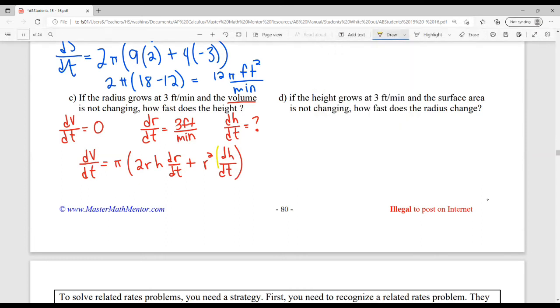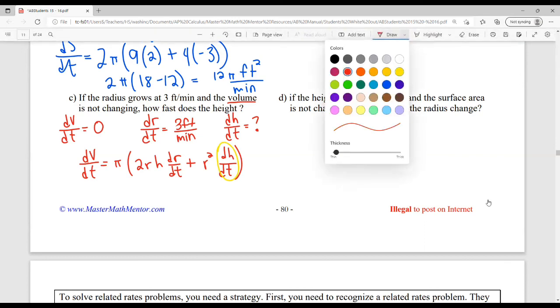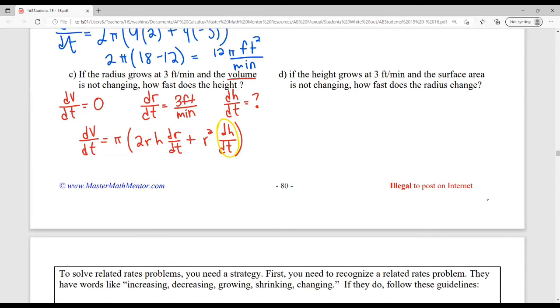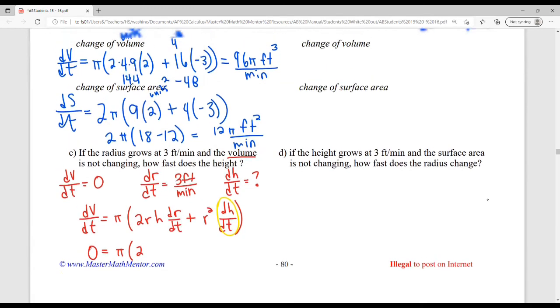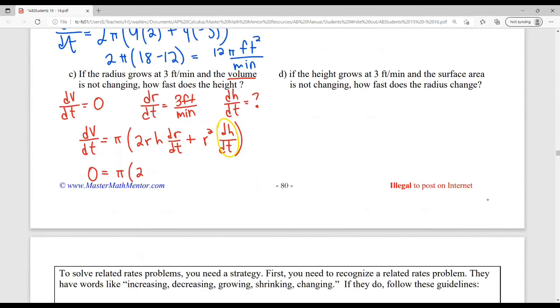The one thing we don't know is dH/dt, and that's what we have to solve for in this problem. We know dV/dt is equal to 0, pi, 2. We know the radius is the same as before. The radius before was equal to 4 feet, so 2 times 4. The height was equal to 9. We know the radius in this problem is changing at 3 feet per minute, plus the radius is 4 squared. 4 squared is 16 dH/dt. And that's all equal to 0.